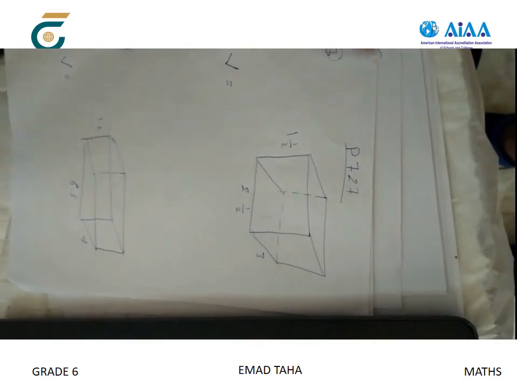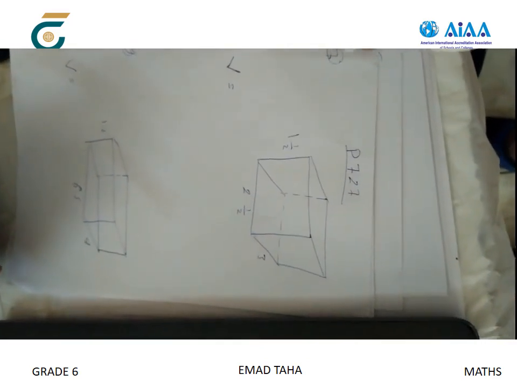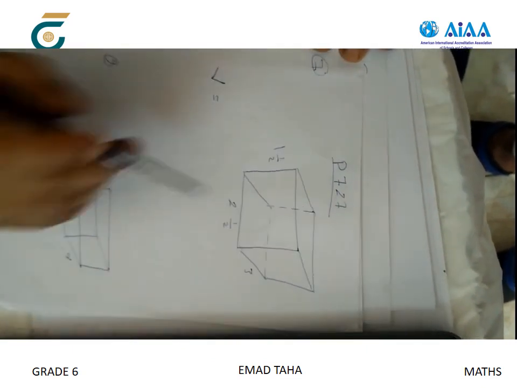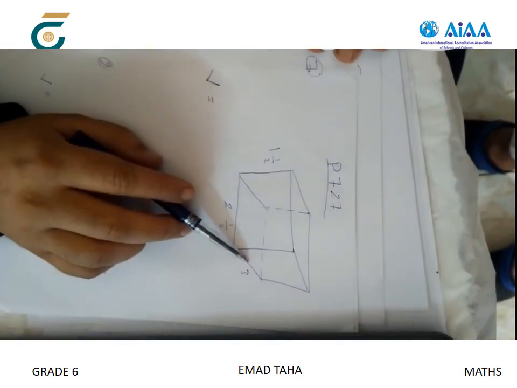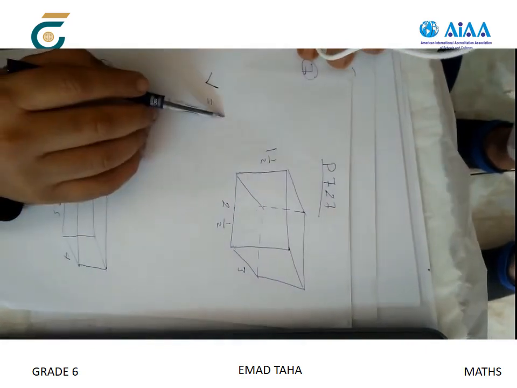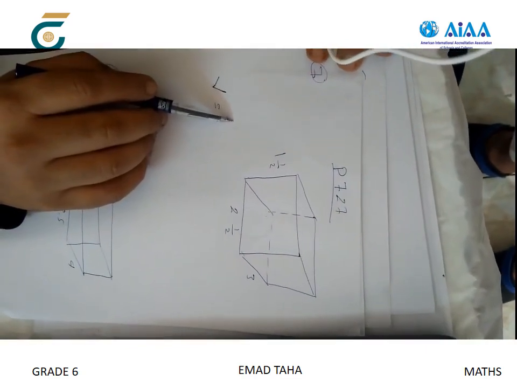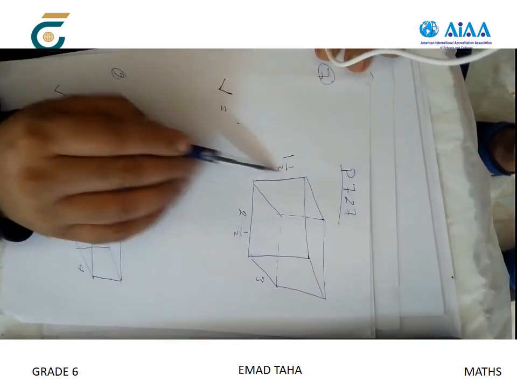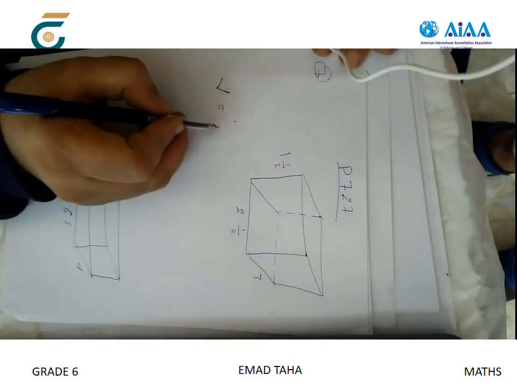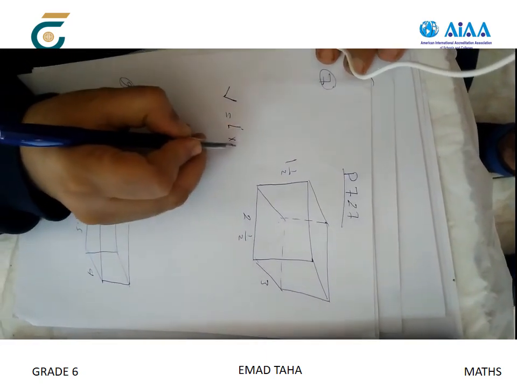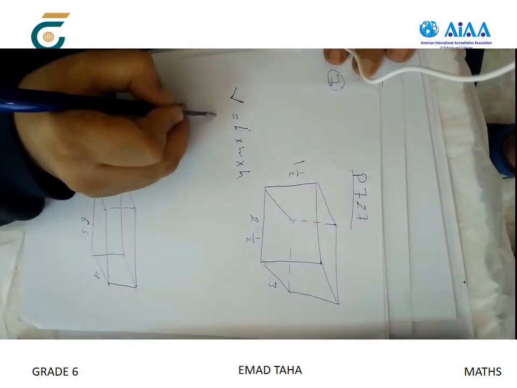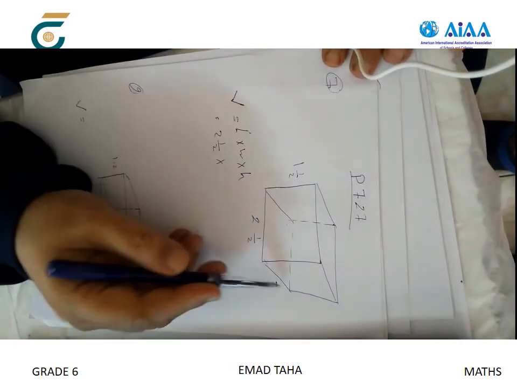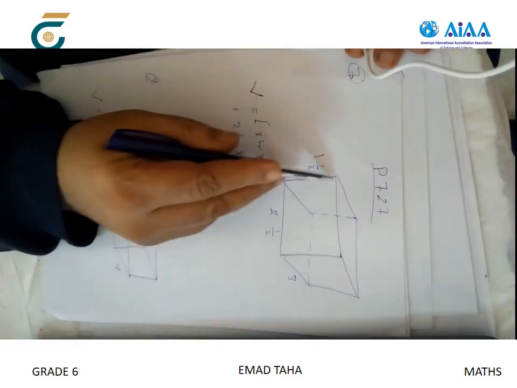Open book page 127. Our lesson today is about the volume of a prism. How to find the volume of a prism using fractional edges. It's very easy. The volume equals the multiplication of all edges: width, length, and height, the 3 dimensions. So we multiply length times width times height. Length equals 2.5, width equals 3, and height equals 1.5.